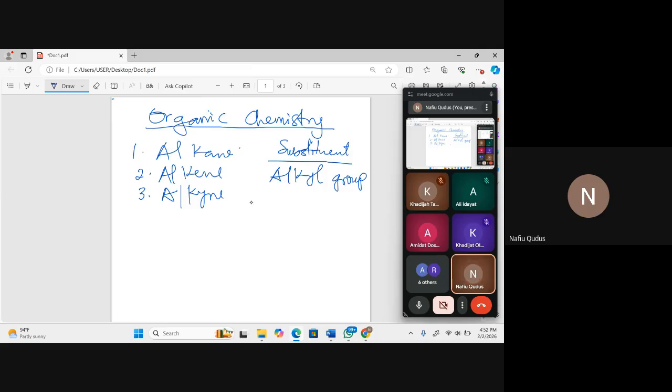Now, when we are talking about this family, the alkane, they have the general formula CnH2n plus 2. That's the general formula for alkane, as we already know.